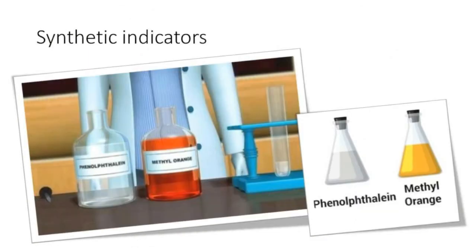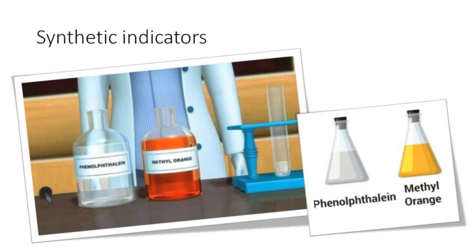Synthetic indicators. An indicator prepared from artificial substances is known as synthetic indicators. Phenolphthalein and methyl orange are the examples for synthetic indicators. First, phenolphthalein. Phenolphthalein is a colorless compound. Its alcoholic form is used as an indicator. It is colorless in acidic solution but turns pink in basic solution.